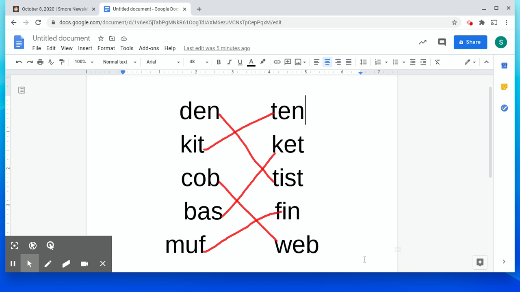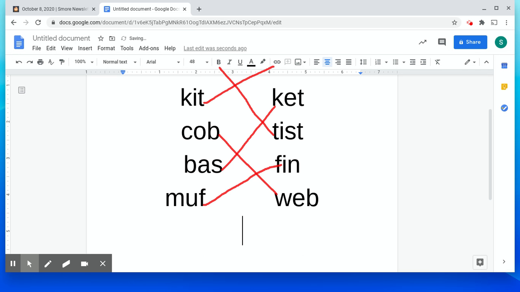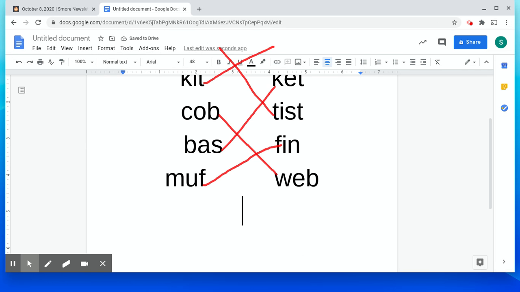Now, when we write these words here, girls and boys, let's take a look at what they look like. You have kitten, K-I-T-T-E-N. Notice that we have our two vowels, I and E. And between those two vowels, we have two consonants, and that's where we would divide kitten into syllables.